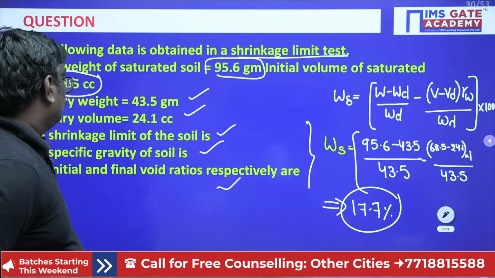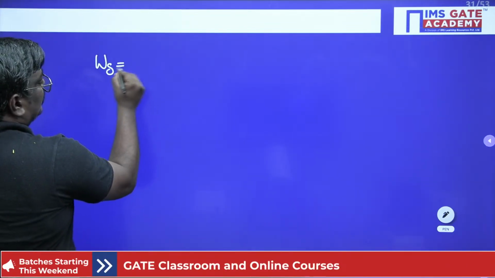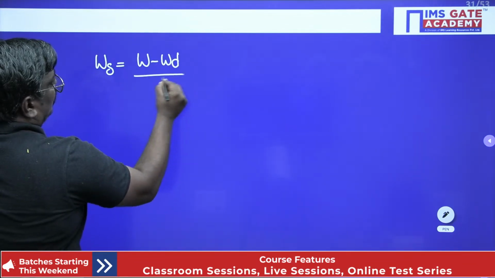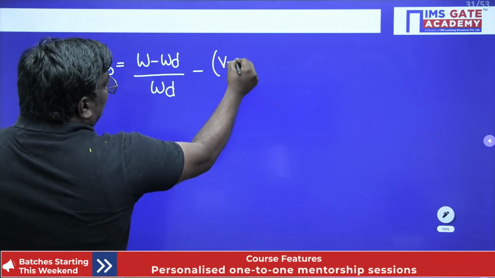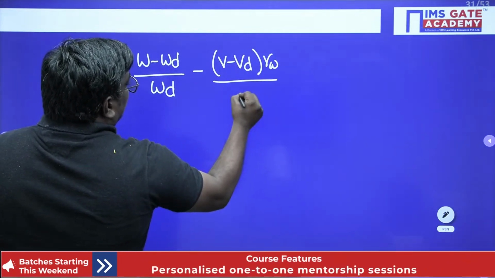Very good. Please remember the formula. Here, I will write it. In case of laboratory test, shrinkage limit is given by the formula: W minus Wd upon Wd, minus (V minus Vd) into gamma W upon Wd, into 100.